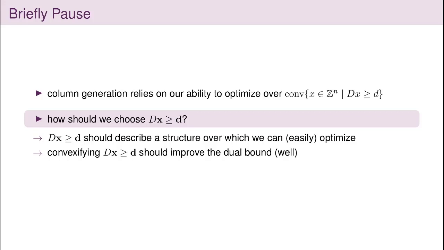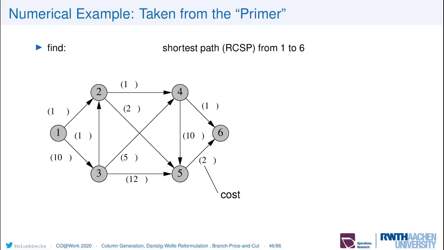Sometimes this is immediate, but sometimes this is a difficult problem to select, and it only helps to look into the literature to select a good pricing problem, so to speak. Let us look at another example, which hopefully gives us some more light on this question. We are given this graph here, and the problem is taken from a primer on column generation. This example is written out, you can read this later on if you like.